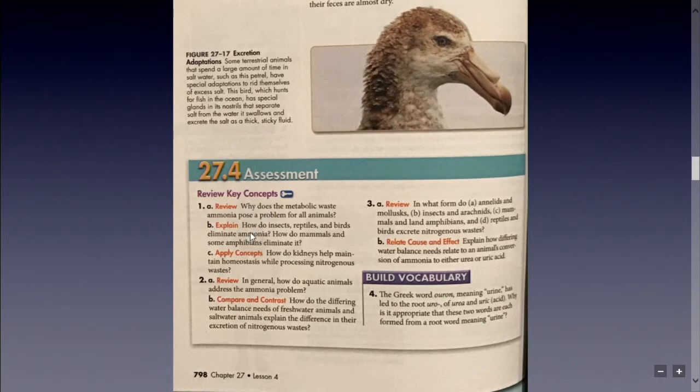How do insects, reptiles, and birds eliminate ammonia? So those are all going to be different, aren't they? Also, how do mammals and some amphibians eliminate it? So maybe we just want to talk about two differences there. Insects, reptiles, and birds, they make that uric acid stuff that's less soluble. Mammals and some amphibians make urea, don't they? Which ends up being urine.